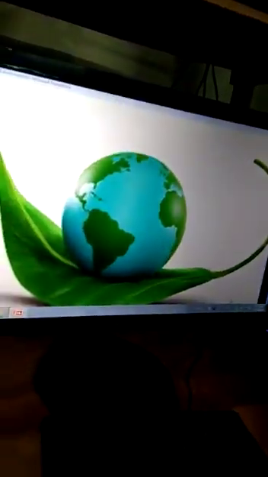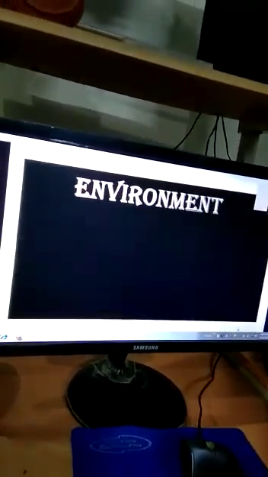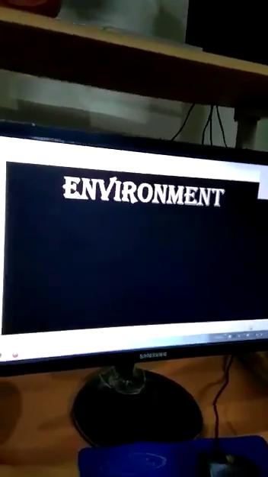So let me ask you one question. What is the first thing that comes to our mind when we think about the word environment? Yes, definitely it is our surrounding. Wherever we live, whatever is surrounding us, that is our environment. And we know that without environment we cannot sustain, and it is our basic life support system. We get each and everything we require from our environment only.